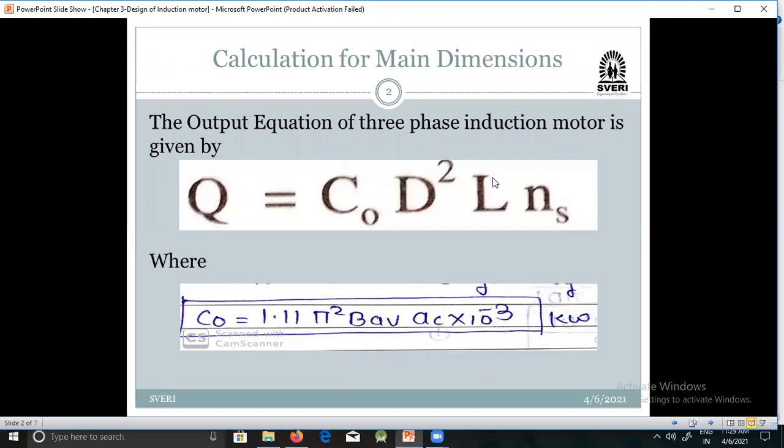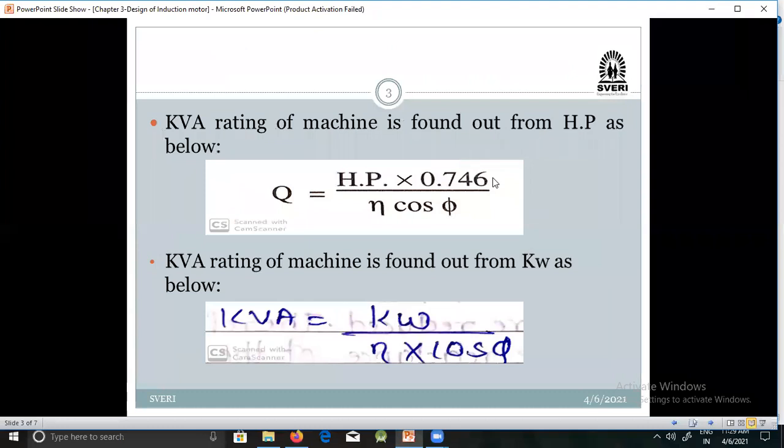It is in kVA, but many times the rating of that motor is specified in HP or kilowatt. So how to convert it into kVA? When it is mentioned in HP, you have to convert it into kVA, that is HP into 0.746 divided by n into cos phi. Where HP is the motor rating, 0.746 is the constant, n is the efficiency, and cos phi is the power factor.